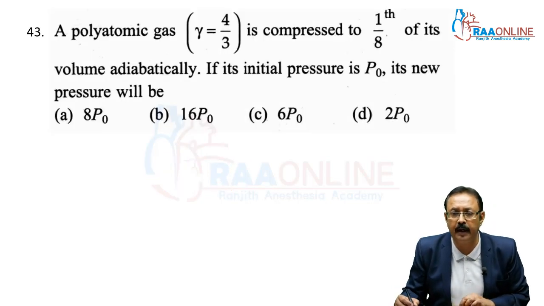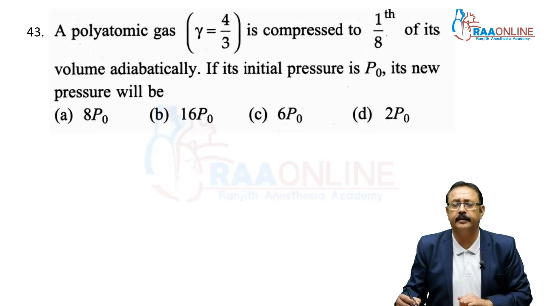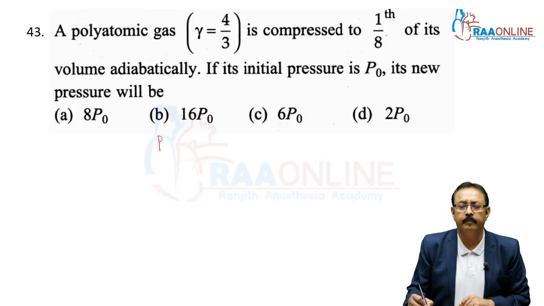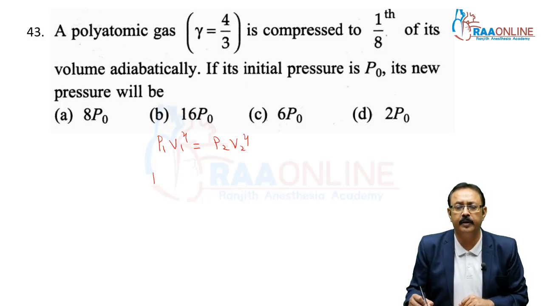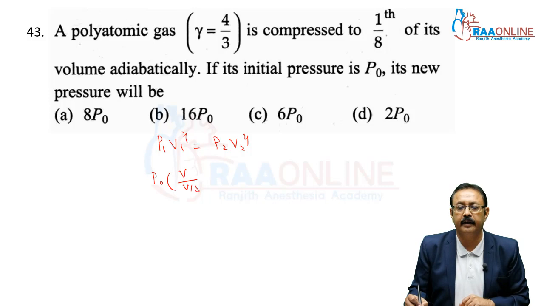43. Polyatomic gas is compressed to 1/8. Again same law. P1 V1 raised to the power gamma is equal to P2 V2 raised to the power gamma. What is P1? P1 was P naught. What was the initial volume? V. Final volume V/8 to the power gamma.